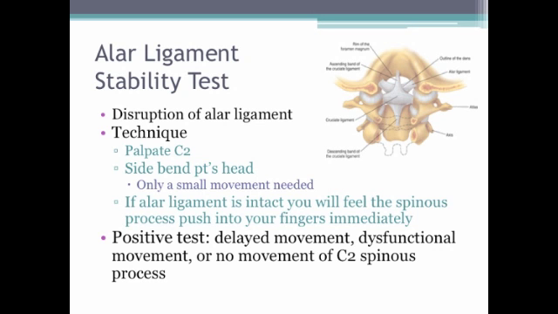The alar ligament stability test determines the disruption of the alar ligament. A positive test is delayed movement, dysfunctional movement, or no movement at the C2 spinous process.